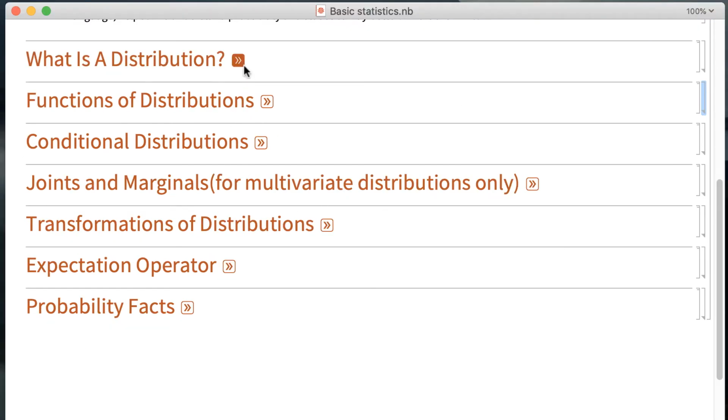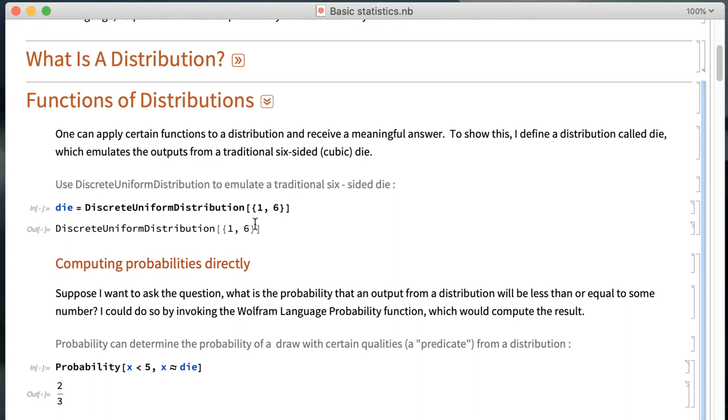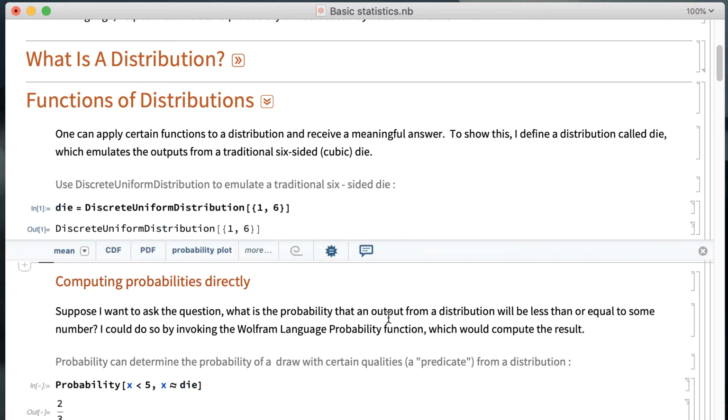Now that we've seen what a distribution is and realized that it's just sort of a factory for random variates, let's actually see what one can do with a distribution and look at functions of distributions. So one thing we can do to start off with is just define a distribution that we're going to be using in this discussion. Let's make it the discrete uniform distribution that runs from 1 to 6. This is a way of emulating a die. The outputs can be 1, 2, 3, 4, 5, 6, and they are uniform in their probabilities.